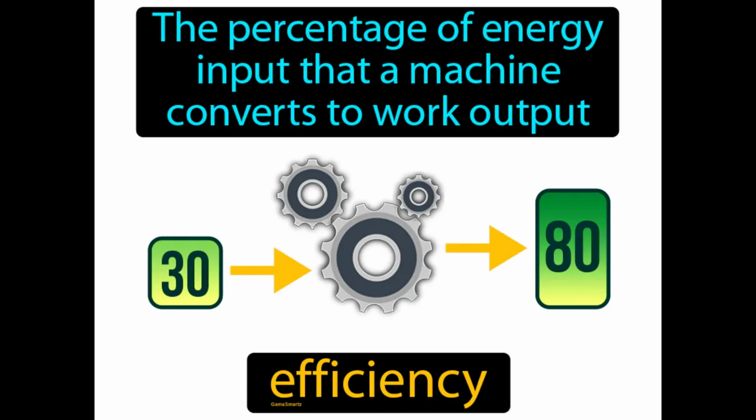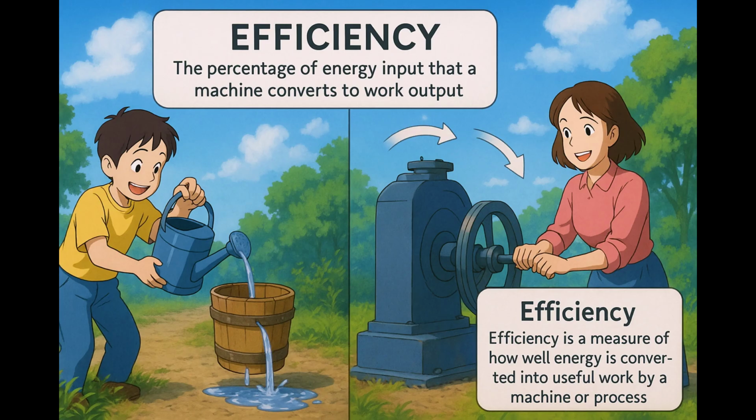The percentage of energy input that a machine converts to work output. Efficiency. Efficiency is a measure of how well energy is converted into useful work by a machine or process. Imagine you're trying to fill a leaky bucket with water, but no matter how much water you pour in, only a portion stays inside while the rest spills out.